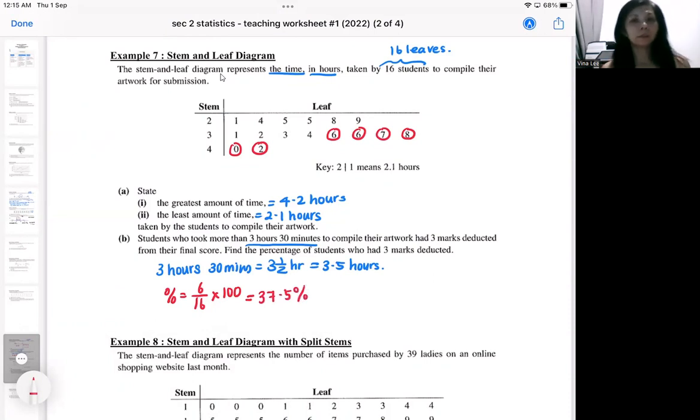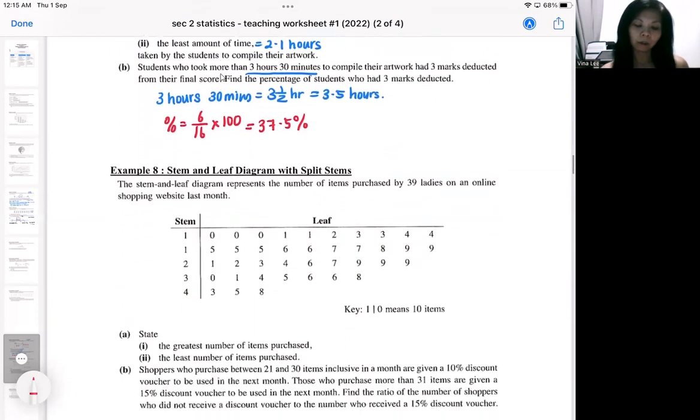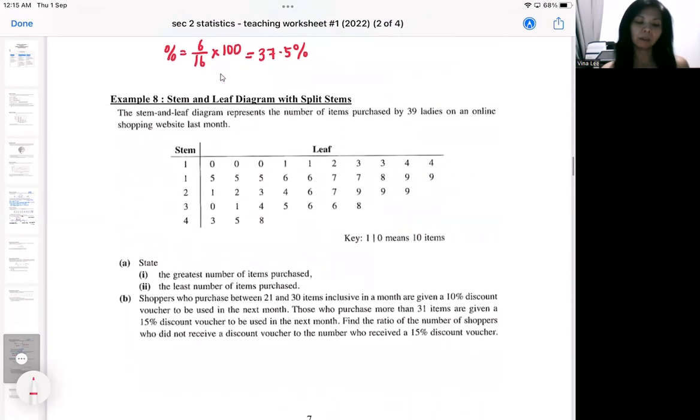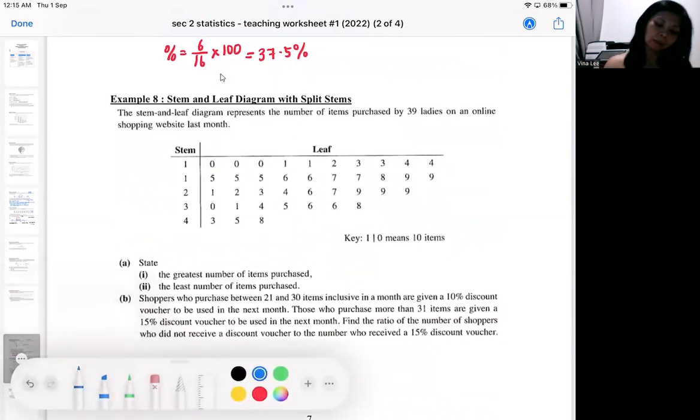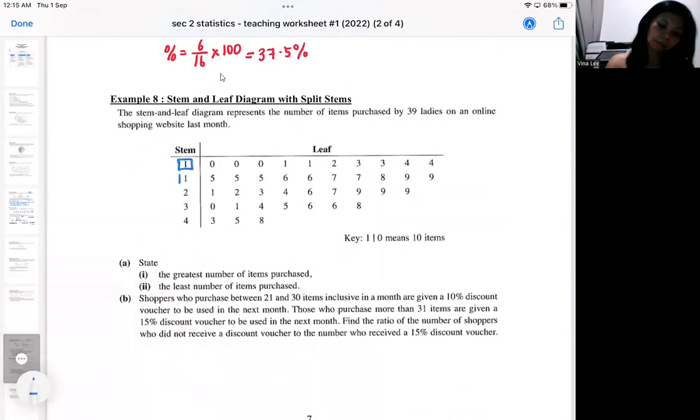So if you are counting data in a stem and leaf, we do not count the stem, but the stem is used to interpret the value. The number of leaves is the number of data. So it's a bit different from a dot diagram. Dot diagram is quite outright. In the next example, example 8, we've got something called a stem and leaf diagram with split stem. Split stem looks like this. This is called split stem because there are too many data already.